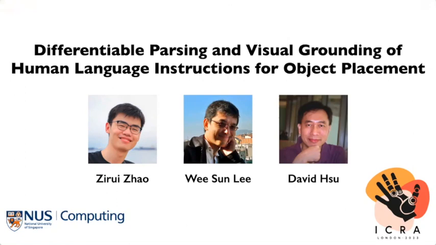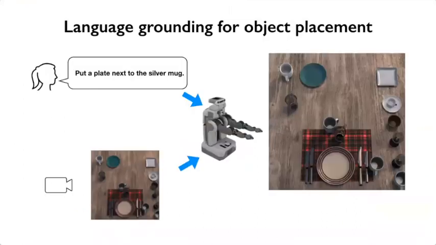This video introduces Parsing, differentiable parsing and visual grounding of verbal instructions for object placing. This research focuses on object placement tasks instructed by natural language. In these tasks, humans verbally instruct robots to pick up an object and put it in a specific place.